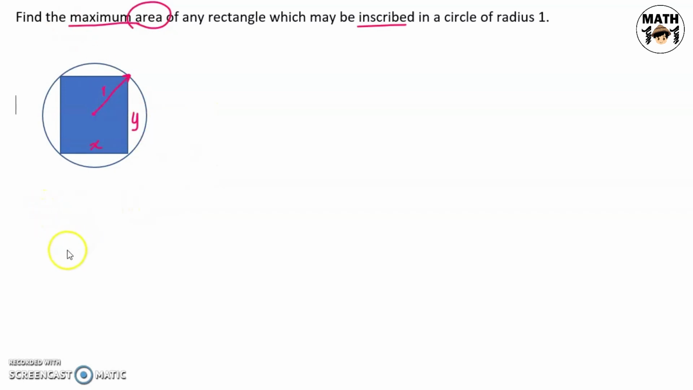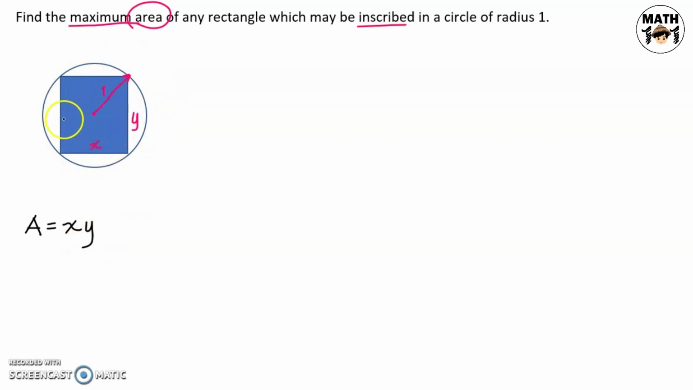Then let's write the equation for the area of the rectangle. We have the area as x times y, or just the product of the length and the width. Before we differentiate this, kailangan ma-reduce muna natin siya into one variable. Ngayon, paano natin isusulat si x or si y in terms of the other variable?